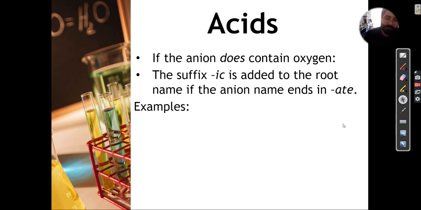So now if we're talking about oxyacids, if there is an oxygen, it's an oxyacid, and that's going to be determined by the ending. There's two main endings. There's the ATE and then there's the ITE. The ATE becomes IC and the ITE becomes OUS. Those are two things you should try to remember, or should try to master.